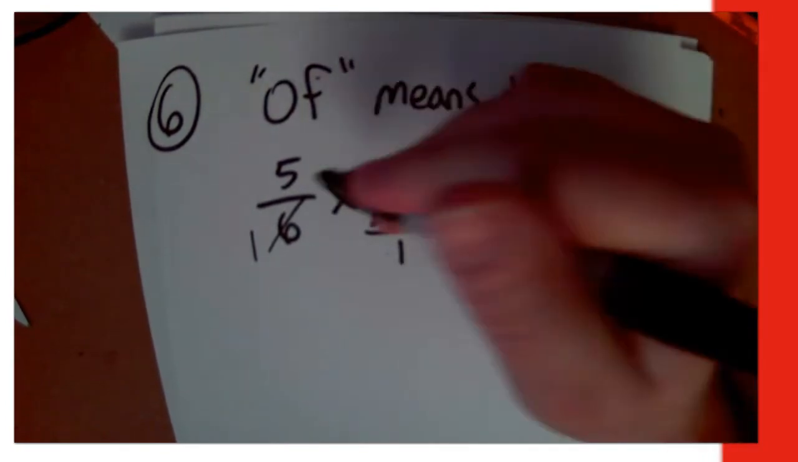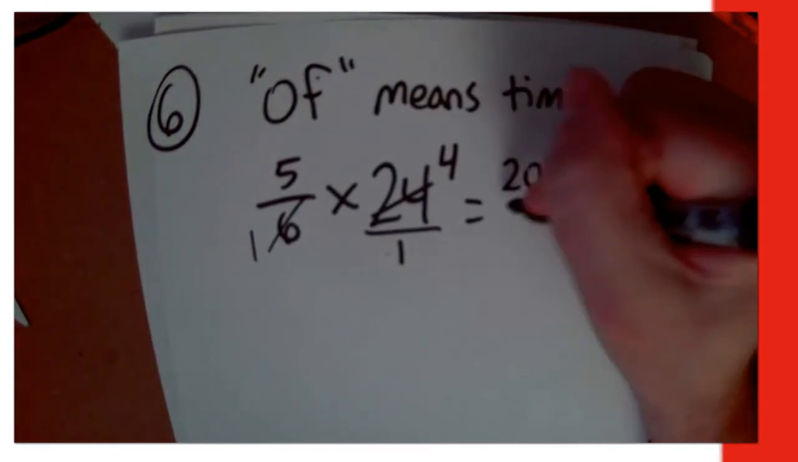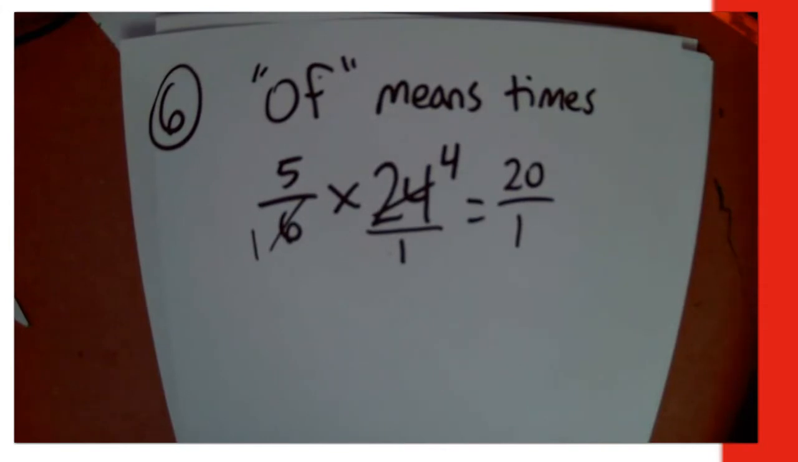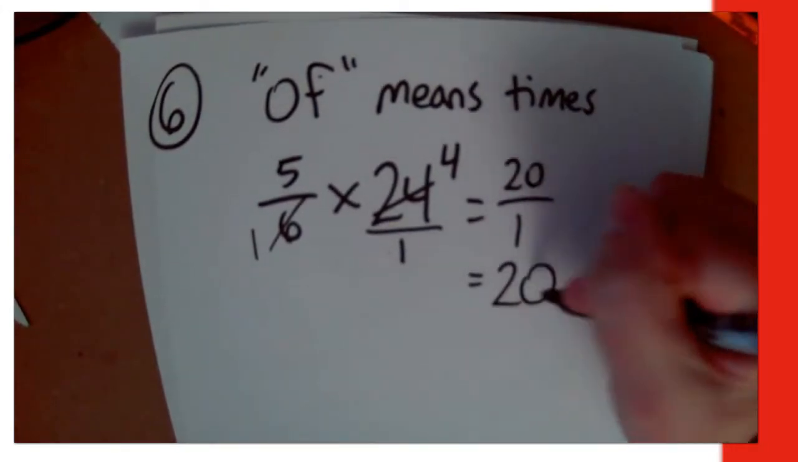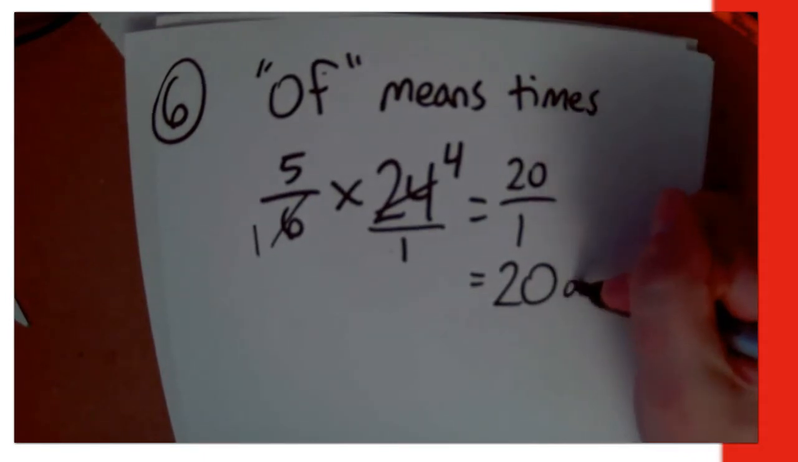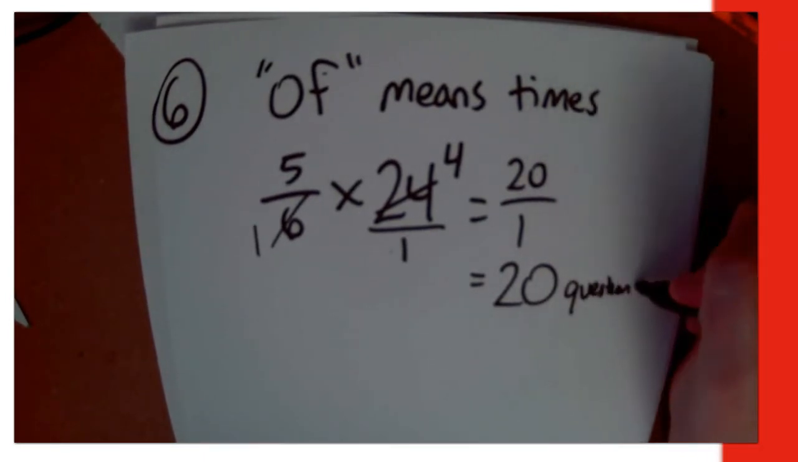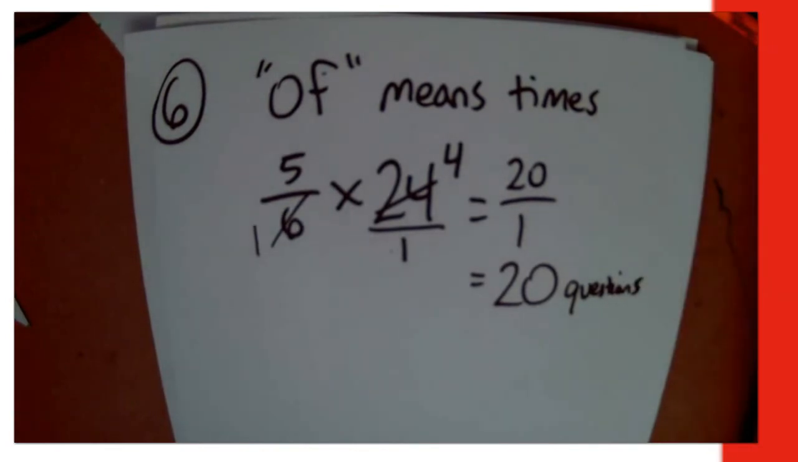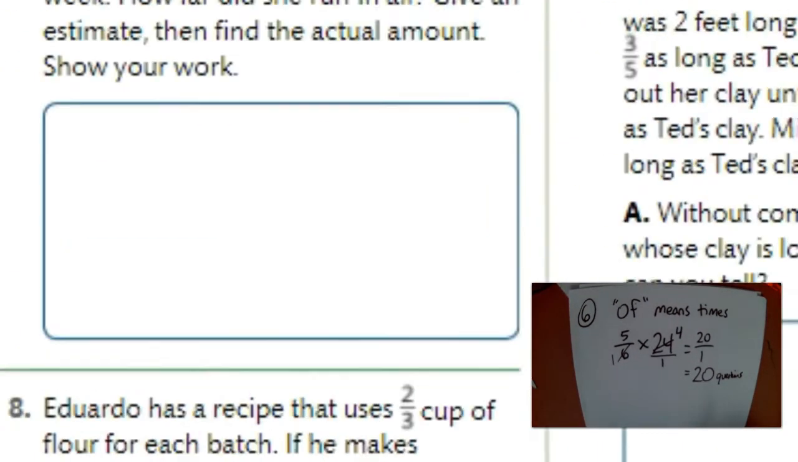Now I multiply. 5 times 4 is 20. 1 times 1 is 1. 20 over 1 equals 20. And to put a label on here, we could say that Tracy answered 20 questions correctly. There you have it. That's number 6. Let me move on now to number 7.